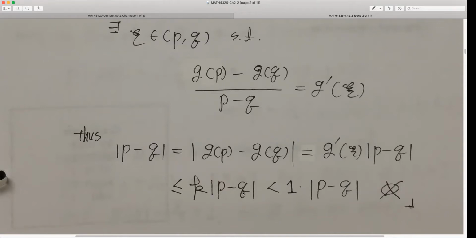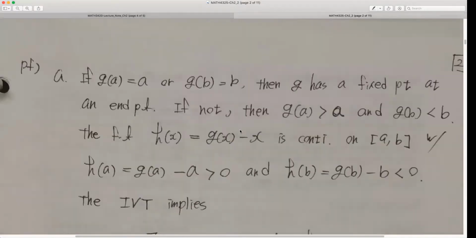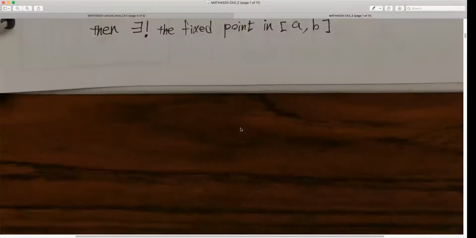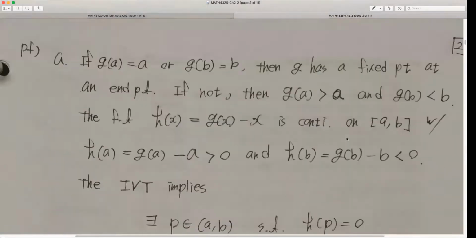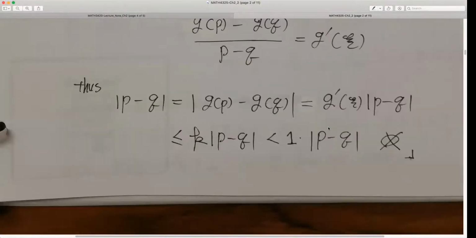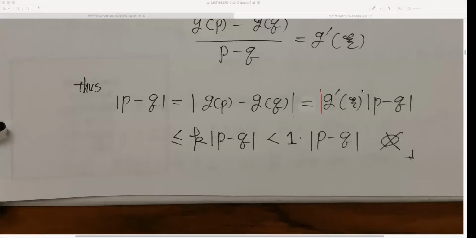Why? Because statement B says that the absolute value of g prime is bounded by k, and k is between 0 and 1. So because of that assumption, the absolute value of g prime of xi must be less than or equal to k. Sorry, it should be absolute value right there. It's a typo. So it should be absolute value right here.